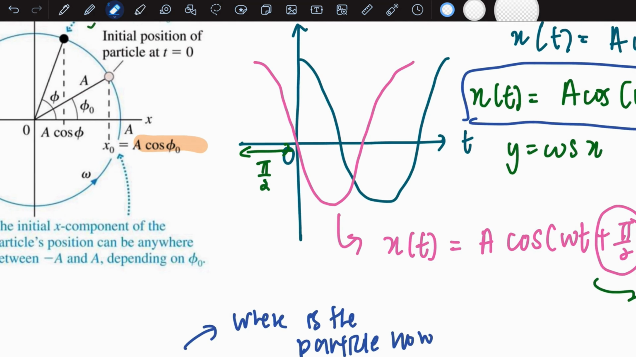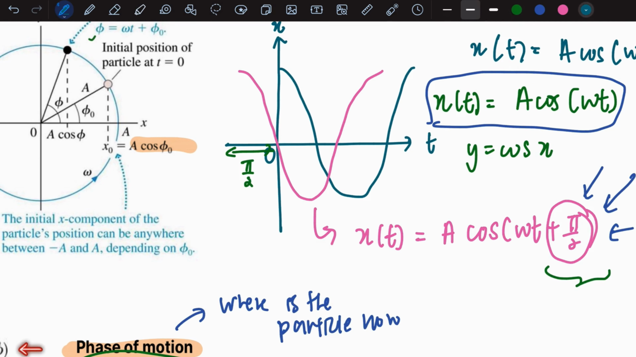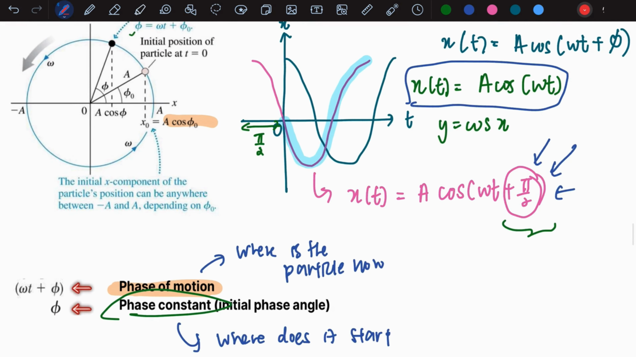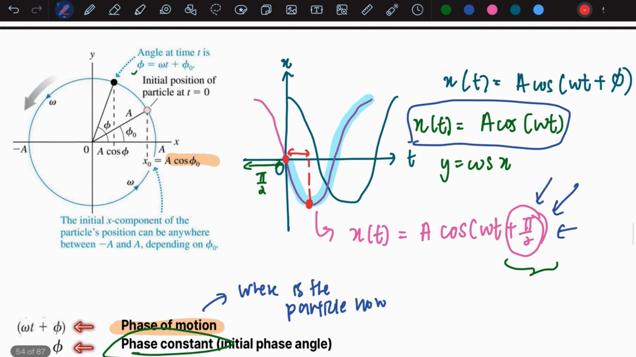Okay, so let me just highlight the pink graph so you can see. Okay, let's look at the positive side for now. For simplicity, let's look at the positive side. It works for the negative side also, but for the time being, let's look at the positive side. Now, phase of motion, like just now I said, we want to know where the particle is now. So let's say my particle was here, and it has now moved here. So it has moved through a certain angle, a particular angle, and this we call omega t. That is the angle it has moved through.